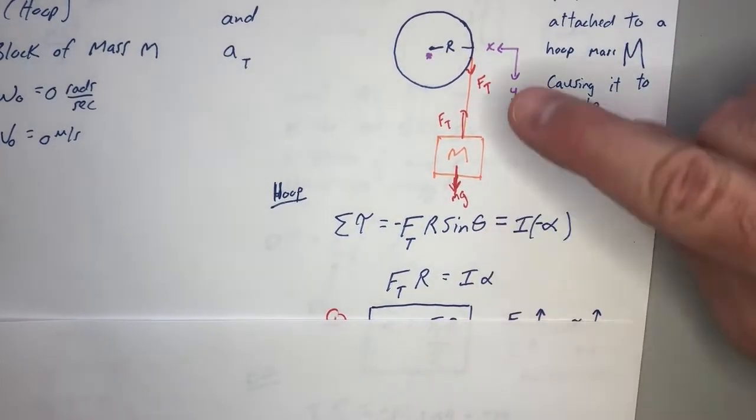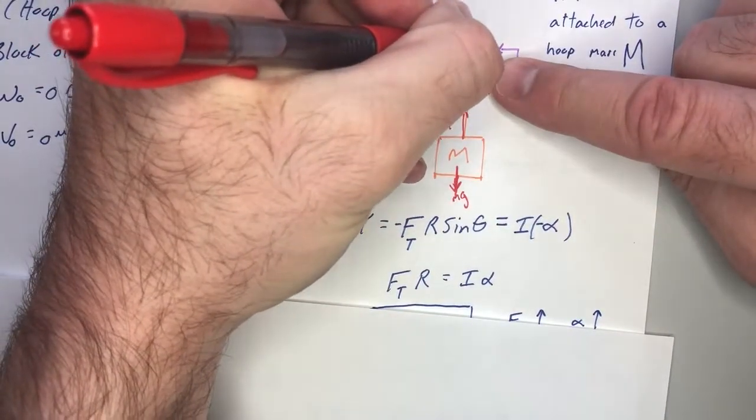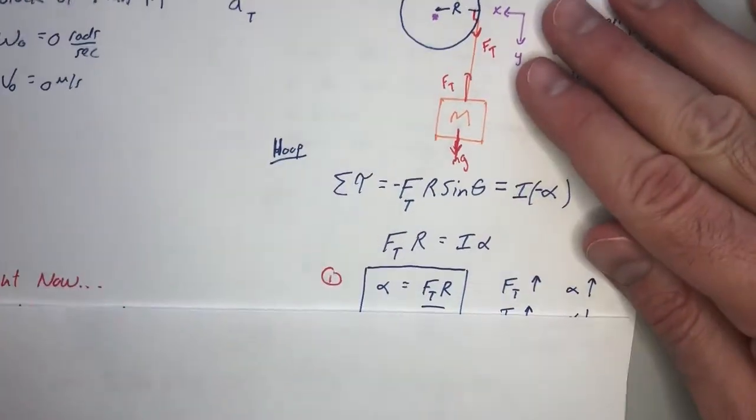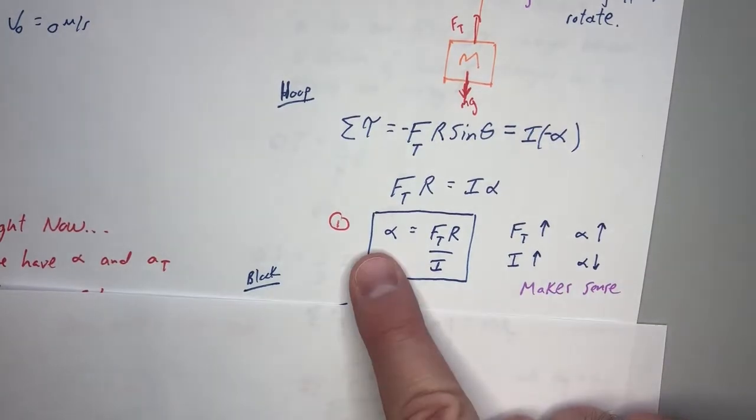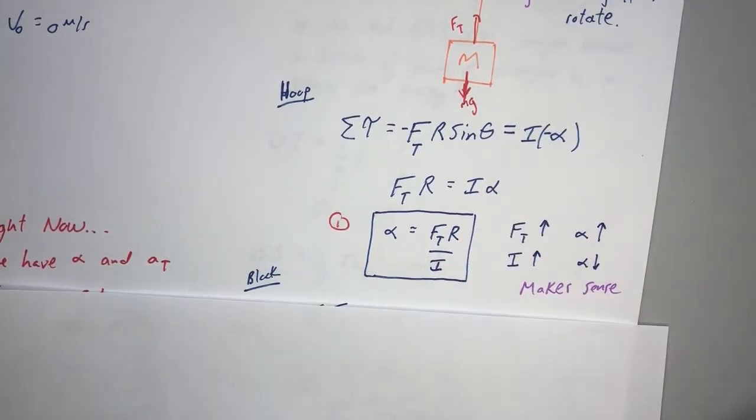Remember, I reasoned out this is a 90-degree angle, sine of 90 is 1, so it's maximum torque. And you get angular acceleration as tension force times R over moment of inertia.